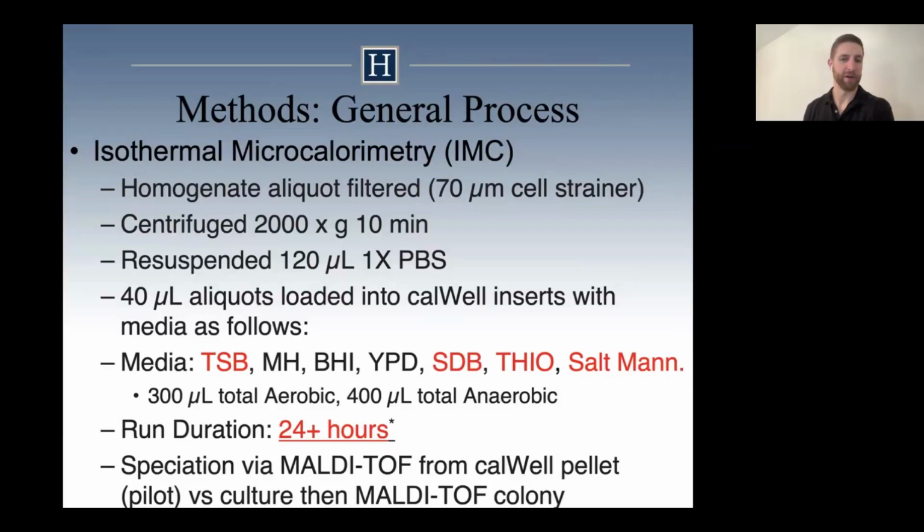The speciation occurred by MALDI-TOF from CalWell pellets as part of a pilot. And before that, we used subcultures and then went to MALDI-TOF as well to confirm that what we were growing in the calorimetry was identical to what we were seeing in cultures, or if we were growing something else.